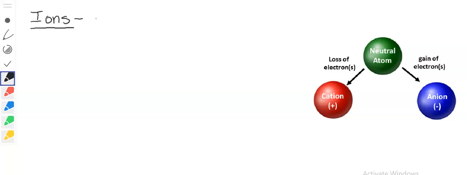And we're going to dive in today into what is called ions. Okay, some of y'all might be asking, Mr. Frederick, what is ions? What is that? It's a very good question.